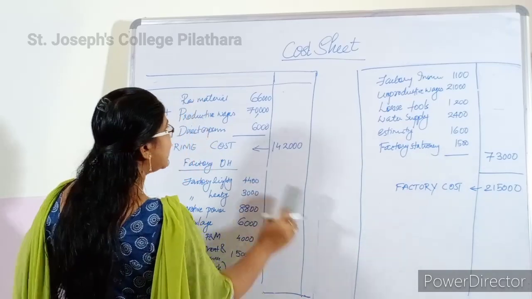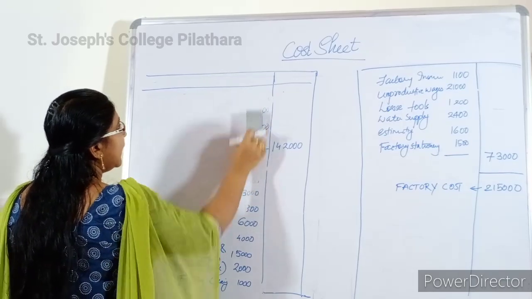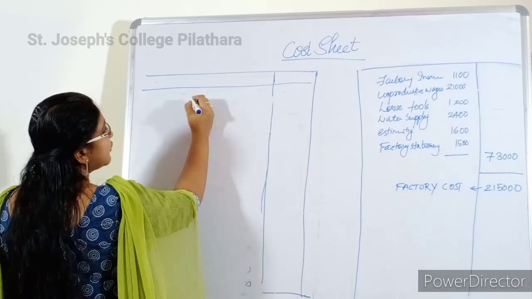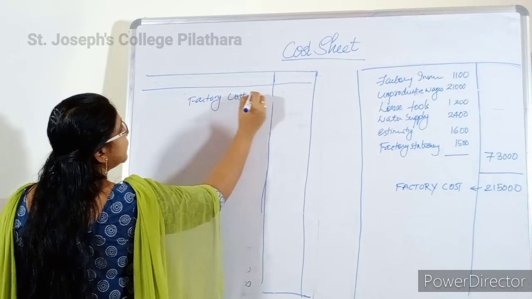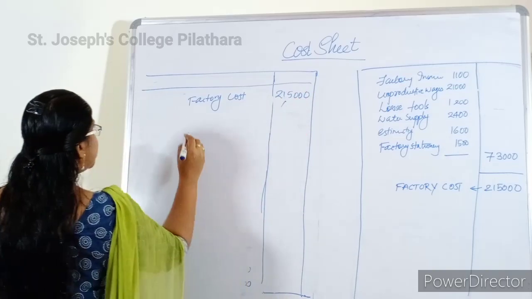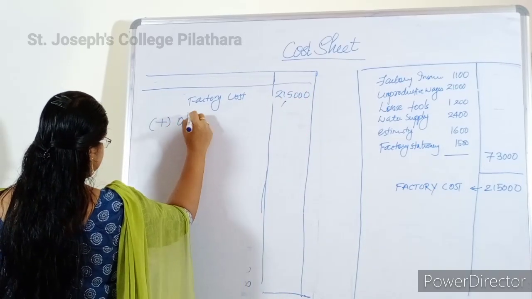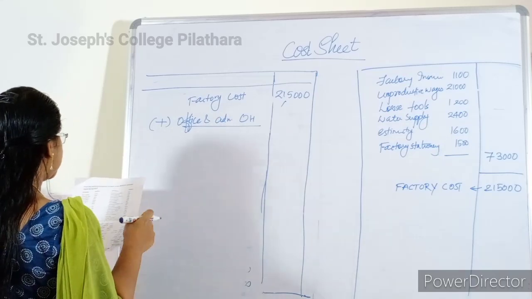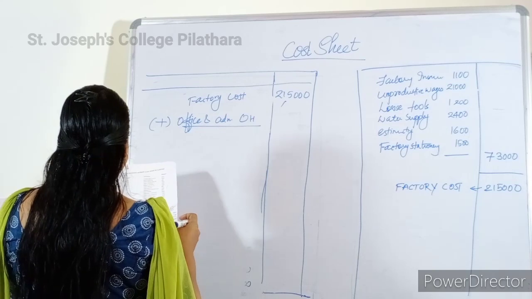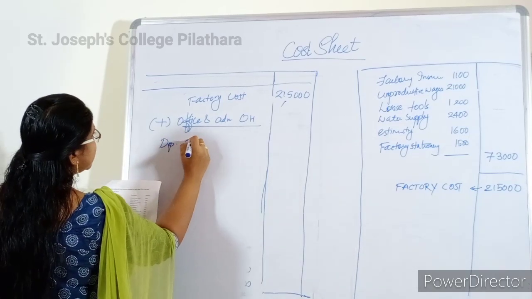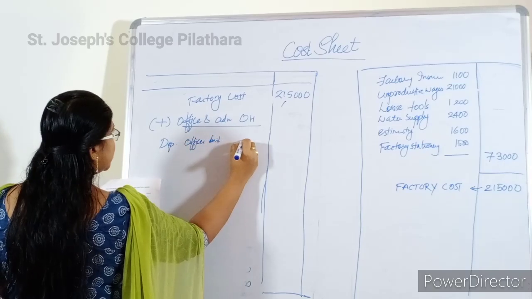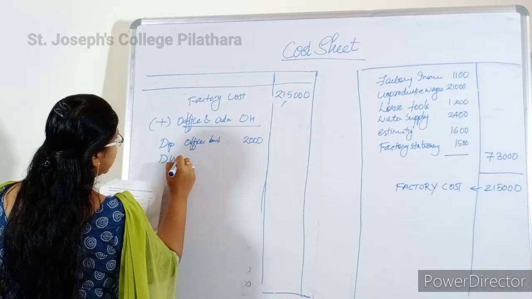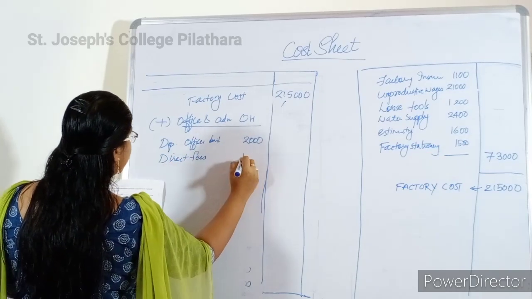Okay, I will do one thing. Since the space is very less, I am just rubbing this and adding up the office level expenses here. So we got factory cost 2,15,000. To 2,15,000 we will add up the office and administration overhead. So we can check office and administration overhead. First and foremost, you can see the depreciation of office building, the amount given is 2,000. Then director's fee. It is also mentioned clearly in the question. So you will write director's fee 4,000.